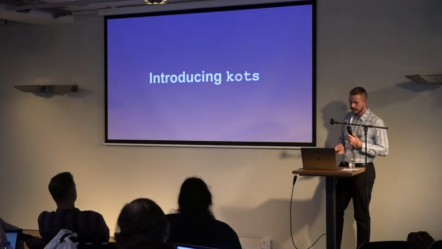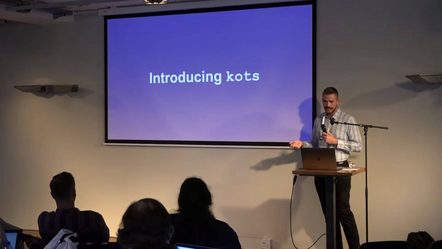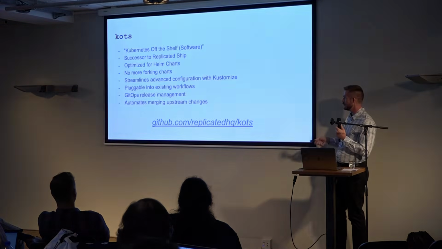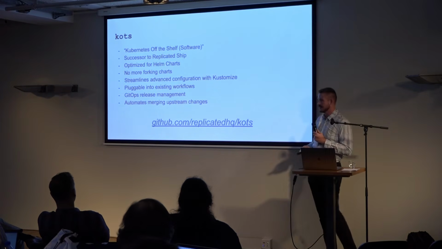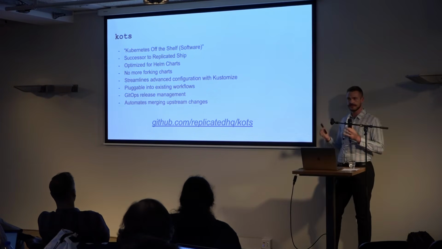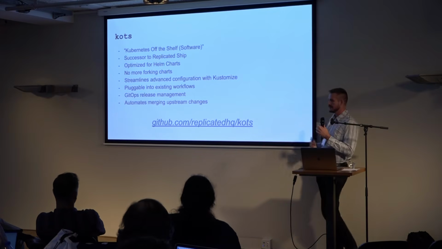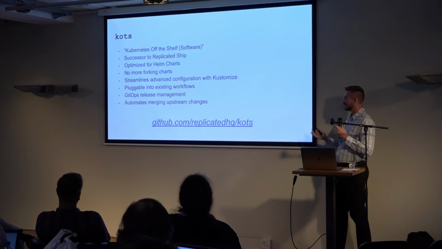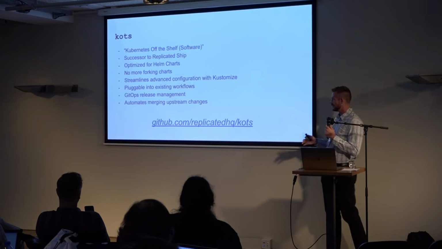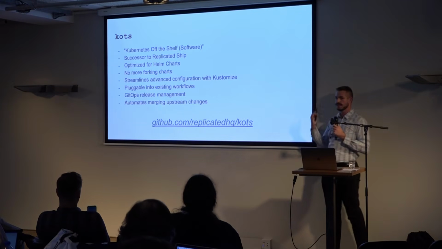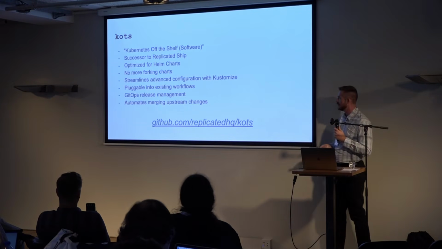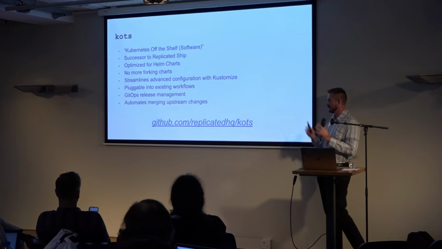this. So Replicated KOTS stands for Kubernetes Off-The-Shelf software. If you're familiar with Replicated Ship, it's the spiritual successor to that project. It's really optimized for managing Helm charts. There's no more forking charts. It streamlines the advanced side of the configuration with Customize. It plugs into your workflow. You can do GitOps and all that fun stuff.